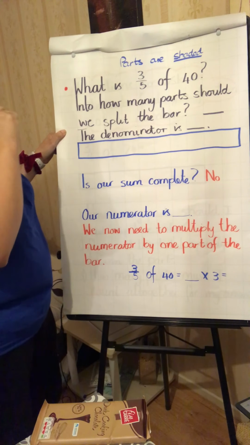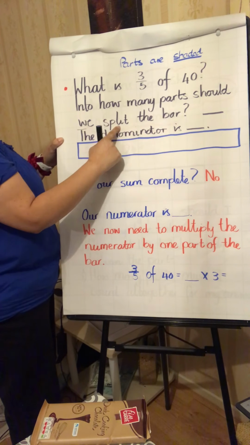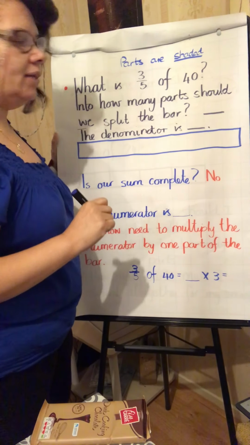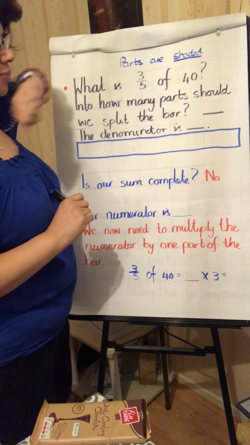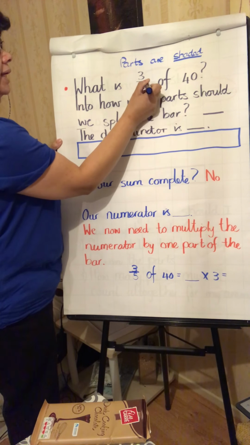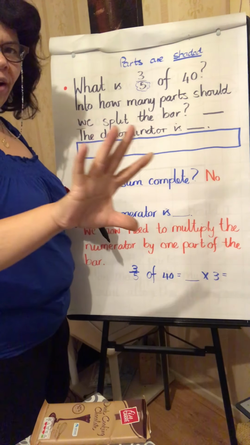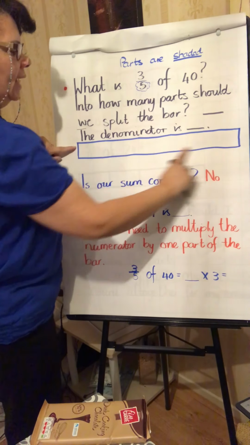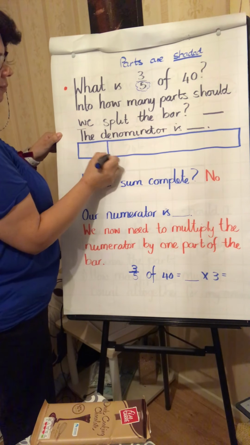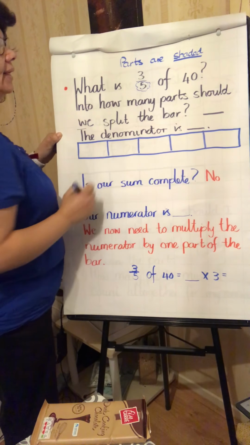We need to look at our denominator. Let's read. Into how many parts should we split the bar? Remember, we need to split this bar into equal parts to find 3/5 of 40. So we look at our denominator, and this number here is the denominator. And what is that number? Yes, it is 5. So we're going to split our bar into 5 equal parts. So I have 1, 2, 3, 4, and 5.